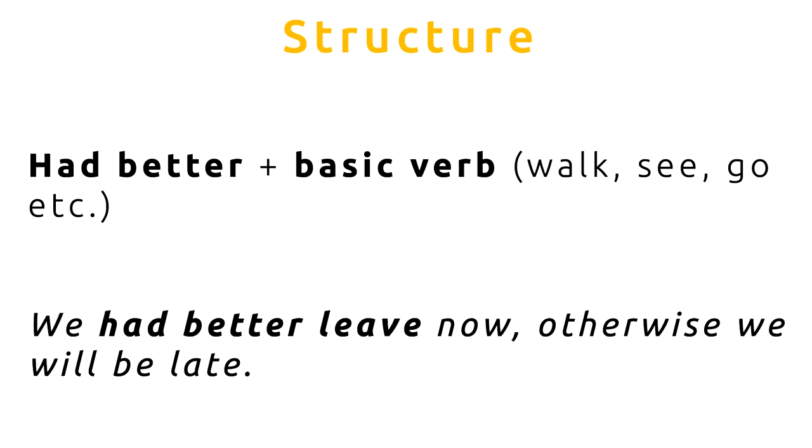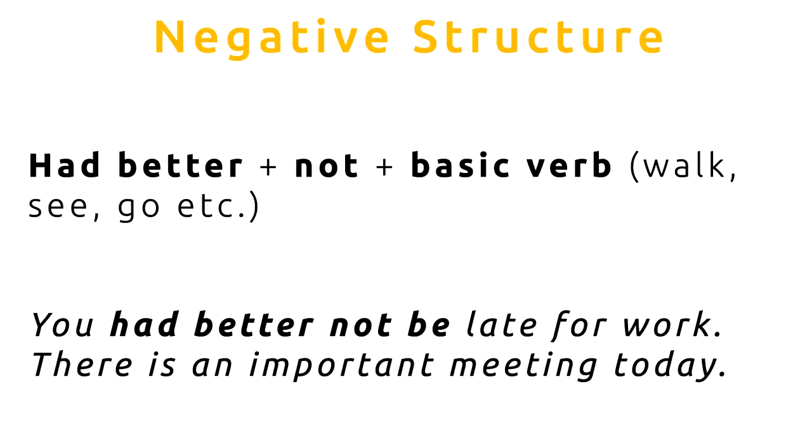Now look at the negative structure for had better. The negative structure is had better plus not plus a basic verb. So the example says, you had better not be late for work. There is an important meeting today. So you can see the structure, it's highlighted in bold, had better plus not plus be, which is the basic verb.